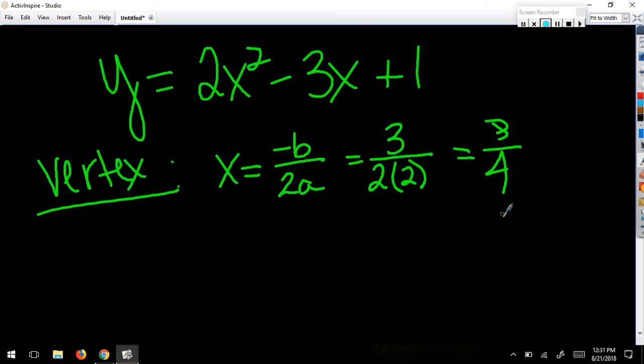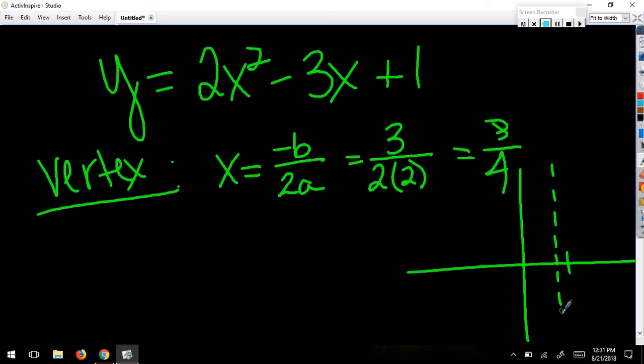Which means my axis of symmetry is going to be at 3/4. But all of yours aren't going to be nice and even, so we might as well hit it now. I would assume you're going to need your calculator at this point when we plug in to find y, if you have one with you.